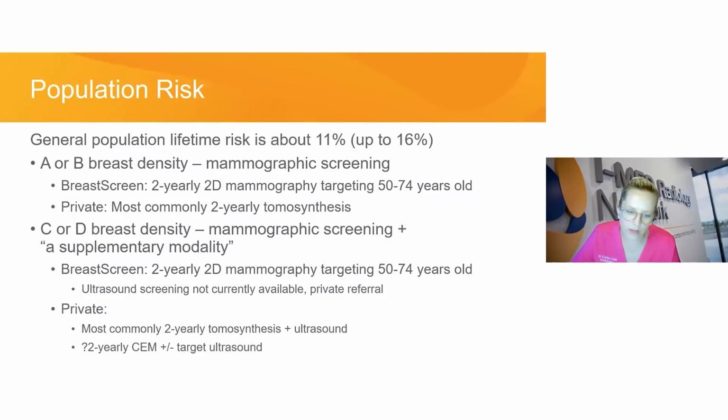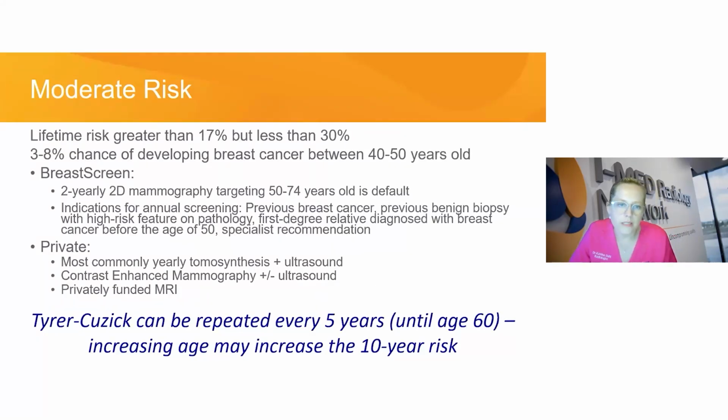So therefore, ultrasound could be reserved in these women who have a negative SEM if they've got a clinical finding that they want a targeted ultrasound for, or if there was something on their mammogram to target. Moderate risk, 17 to 30%, and these women have a 3 to 8% chance of developing breast cancer between the ages of 40 and 50, and therefore I would recommend starting screening at 40 in these women.